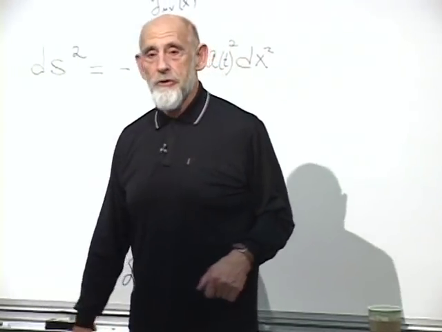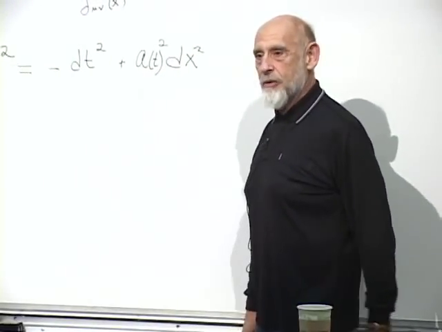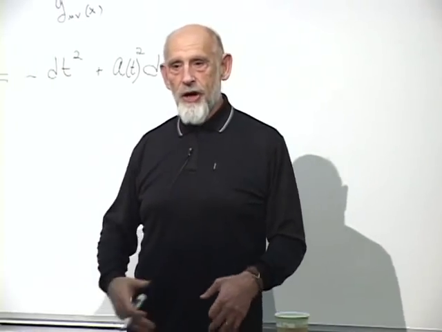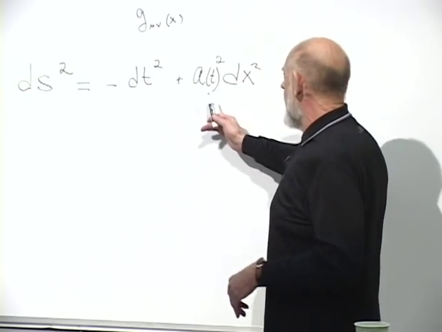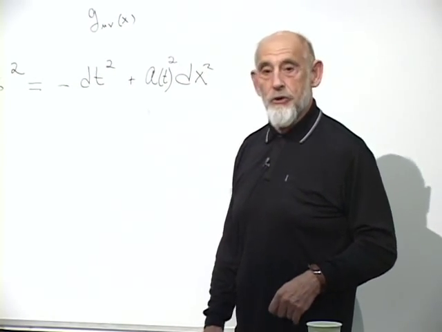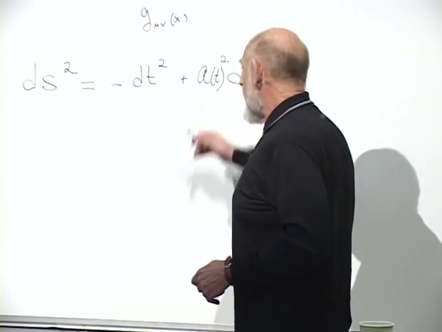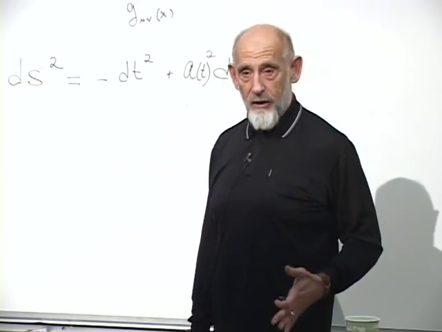What do Einstein's equations have to do with? They have to do with how A varies with time. A is the only thing in this geometry that's not known. It's the only degree of freedom for this kind of geometry. For geometry of this type, all of the geometry is coded in the properties of A of t, which means A is a function of time. So Einstein's field equations must be simply equations for how A varies with time, and they are. And here's what they say.